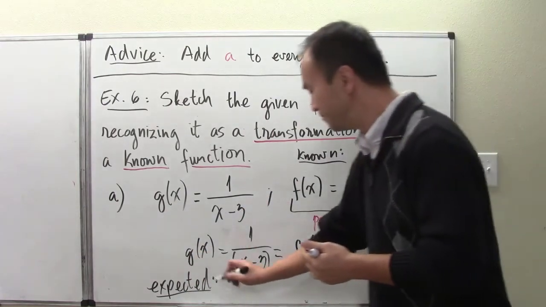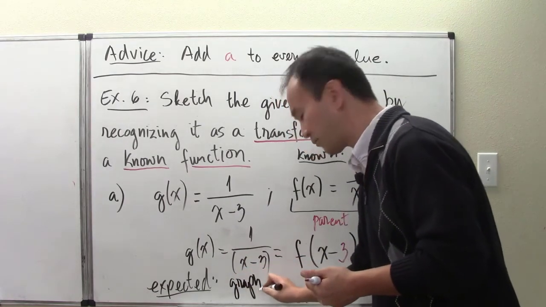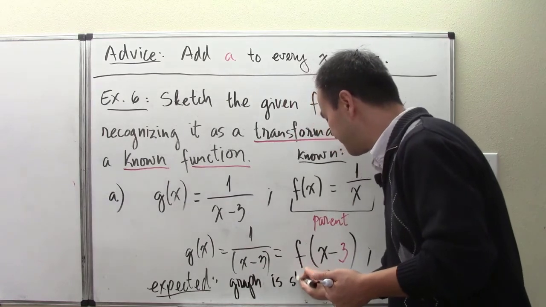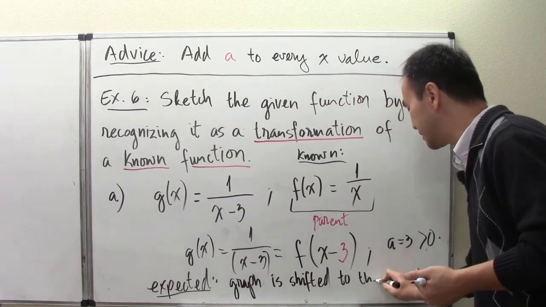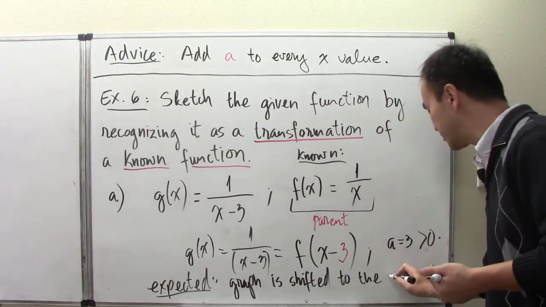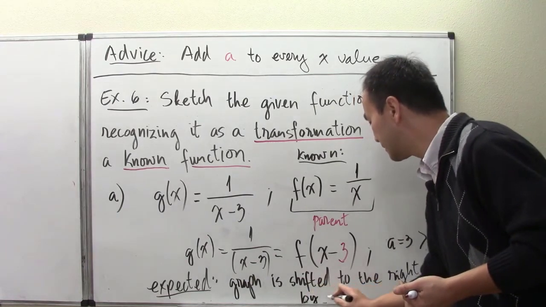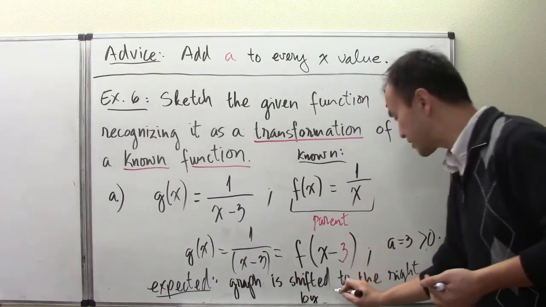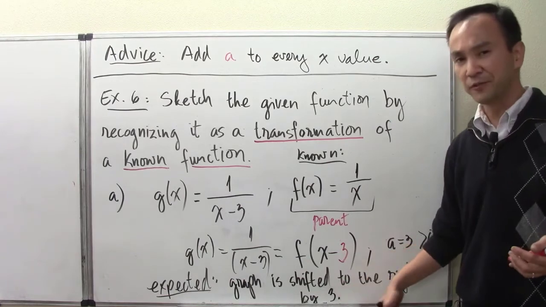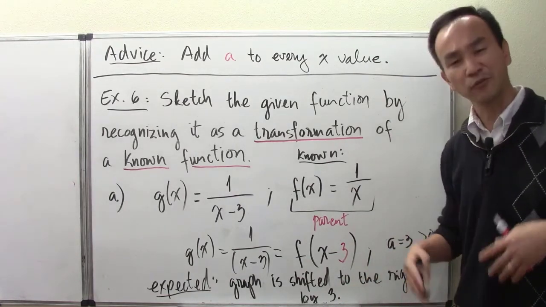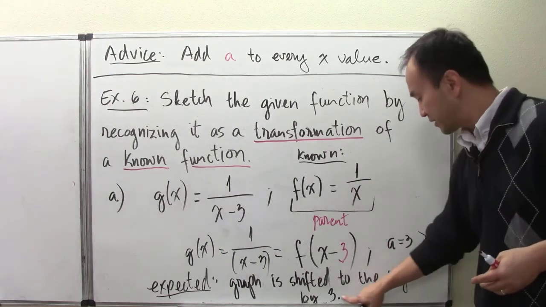But the expectation here is that the graph of f is shifted to the right, since there's a positive value. By how far? 3 units. Since we have gone through example 5 earlier, I don't have to break it down to the absolute value of 3 or anything like that. We now just know it naturally enough. It's going to be 3 units.